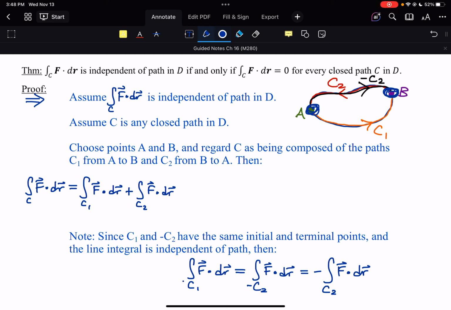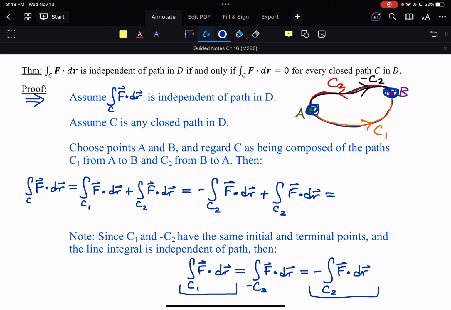So the line integral over C1 is equal to the opposite of the line integral over C2, and we can sub that in here. So this is the opposite of the line integral over C2 of f dot dr plus the line integral over C2 of f dot dr. This is the same thing, but opposite. They cancel to 0. So if we know that the line integral is independent of path, and we have a closed path in D, the value of the line integral will be 0.